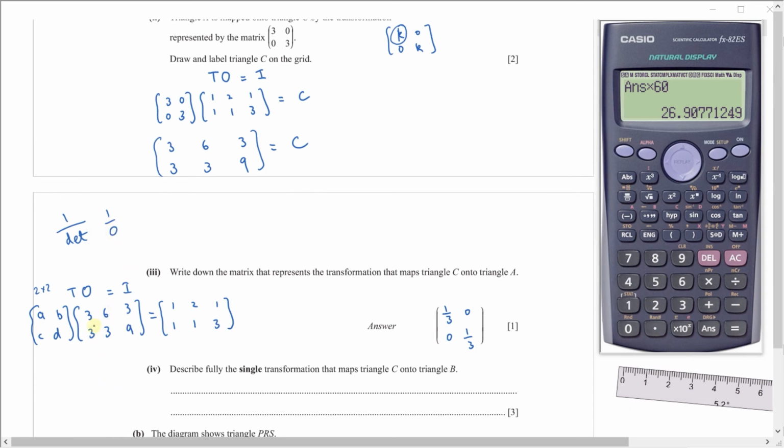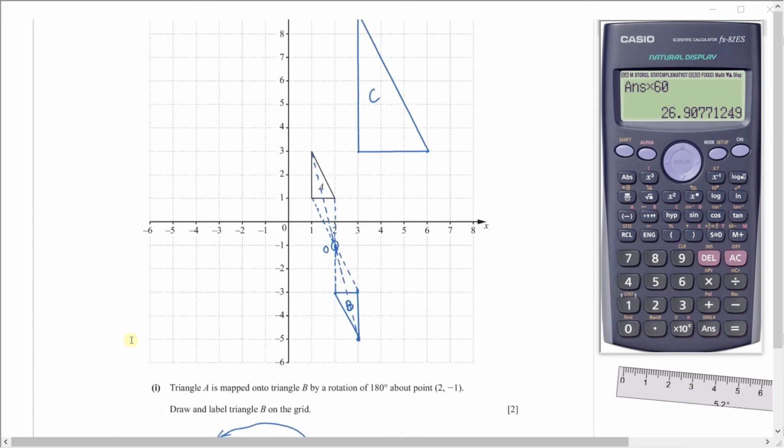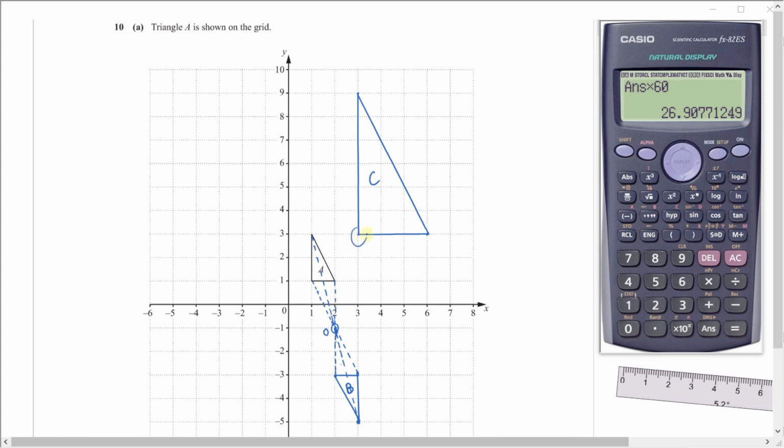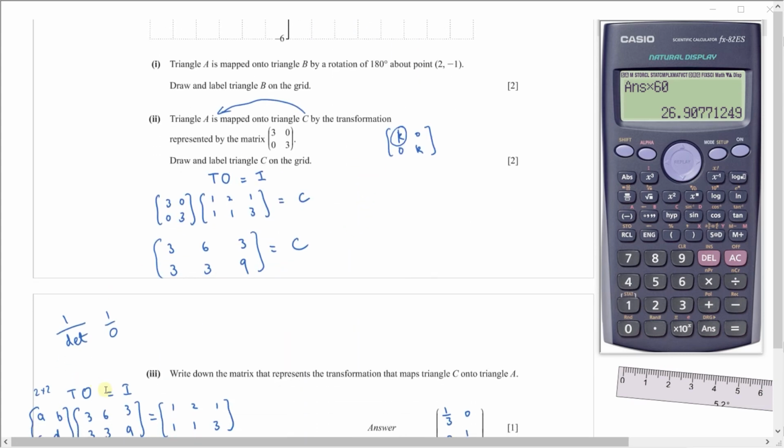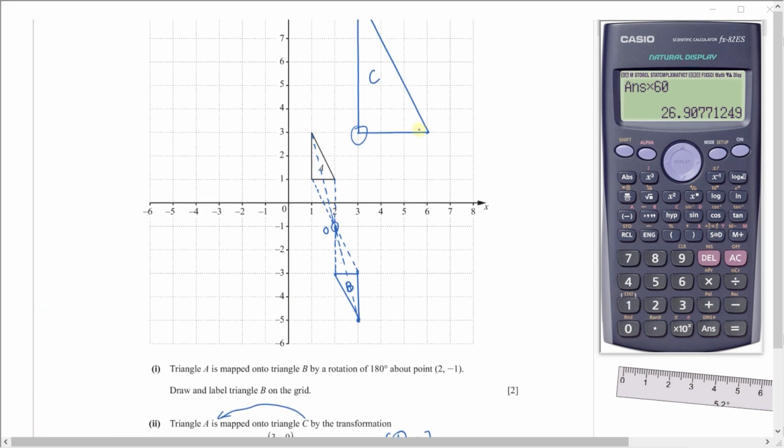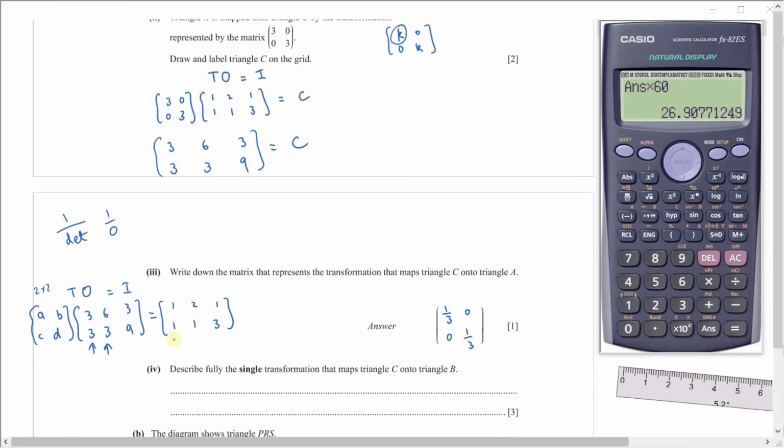So let's pick these two coordinates. This one is 3, 3, and the other one is 6, 3. And these are mapped onto 1, 1 and 2, 1. So I can apply the same transformation matrix to two vertices of this triangle.